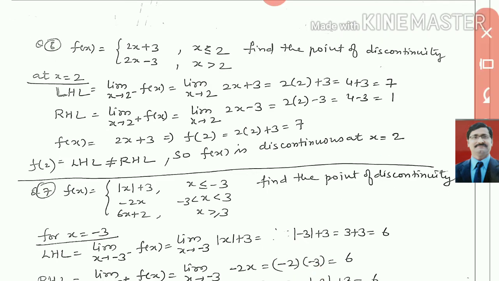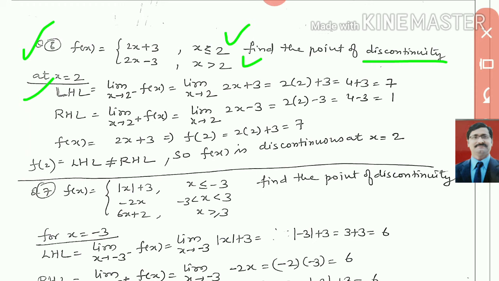Now we will take one more question, question number 6. f(x) is 2x plus 3 when x is less than or equal to 2, and 2x minus 3 when x is greater than 2. Find the point of discontinuity. So we will check it at x equal to 2, because at 2 we have more variations. Okay, for less than 2 we have a different value, for greater than 2 we have a different value.